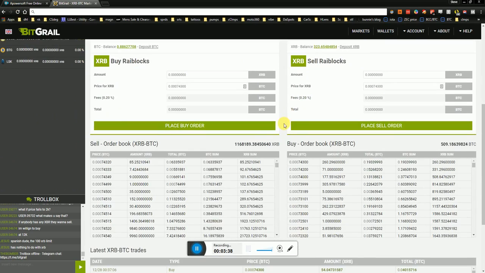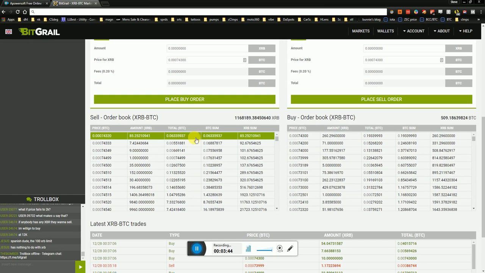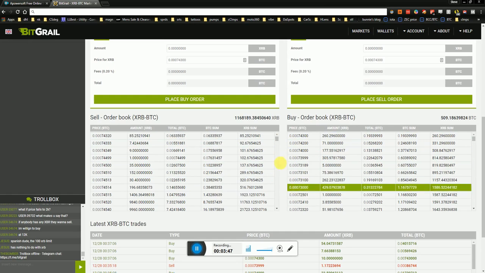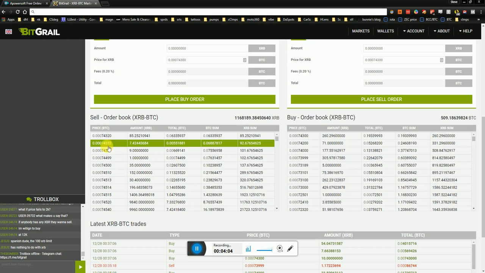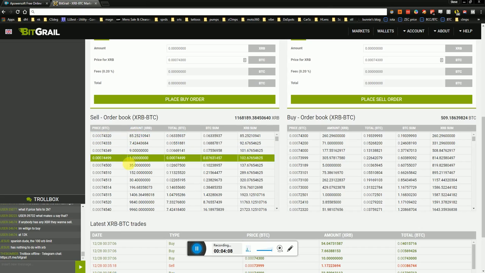Right. The other part of the screen that's important is the sell order book and the buy order book. These are lists of everyone who's currently selling and buying RaiBlocks and how much they're charging. So what this is telling you here is that right now, the best price you can get for RaiBlocks at this moment is 0.0007432 Bitcoin per RaiBlock. There's someone selling 85 RaiBlocks at that price. The next best price, if you want more than that, is 0.0007433. Someone's selling 7 at that price, and so on and so forth.